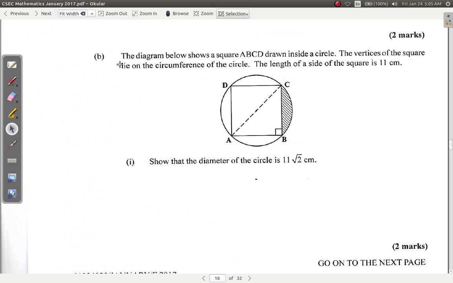It says part B of question 6 of the January 2017 paper. It says the diagram below shows a square ABCD inside a circle. The vertices of the square lie on the circumference of the circle. Good. The length of the side is 11 centimeters. Show that the diameter of the circle is 11 square root of 2.